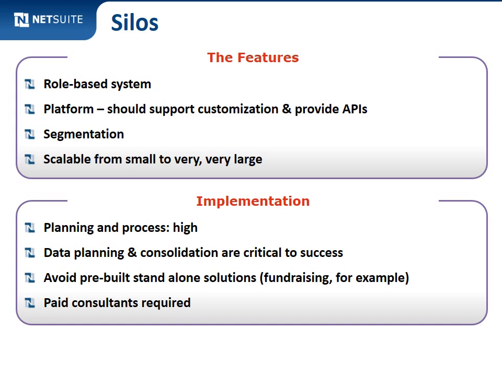That's segmentation. And usually you want to look for systems that are scalable from small to very, very large. Not that you necessarily need very, very large, but if they support very, very large, they probably have a lot of the features that you might need to solve the siloing problems.